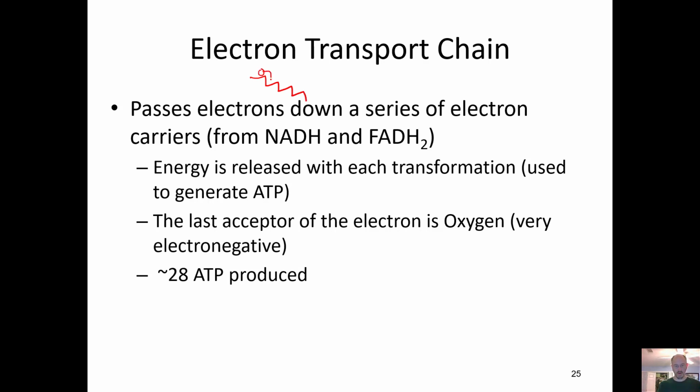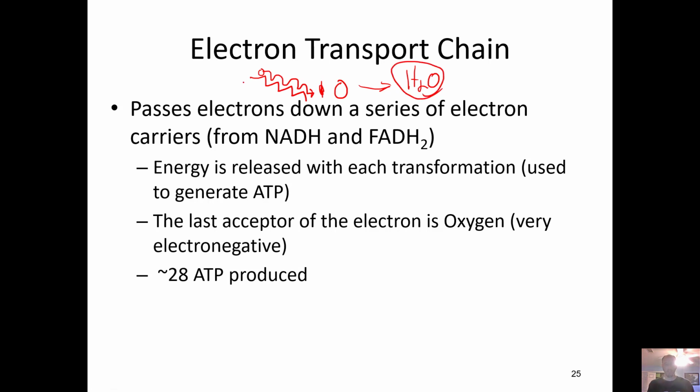Electrons travel from one molecule to the next, losing energy each time, and at the bottom of the chain is oxygen, one oxygen, not molecular oxygen, one oxygen atom, and two electrons come down the chain and stick to that oxygen, and we get H2O in the process.